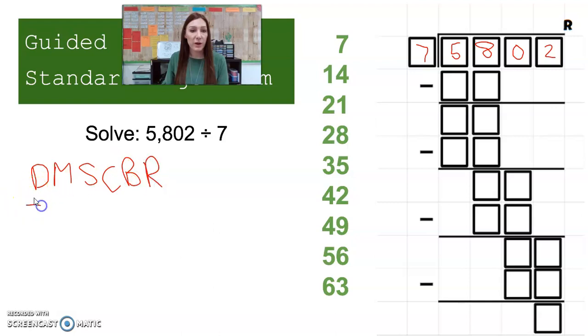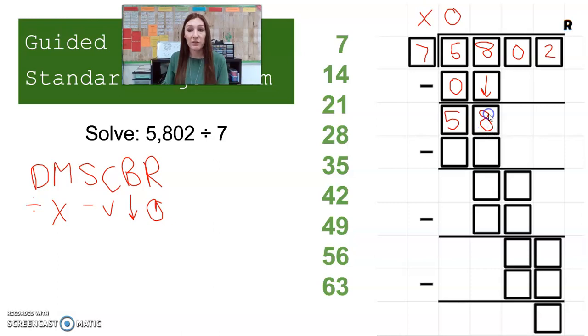So I'm going to divide, multiply, subtract, check, bring down, and repeat. I'm going to start with dividing. How many times can 7 divide into 5? Well, if I look at my multiples of 7, everything is bigger than 5, so I cannot divide 7 into 5. Then I'm going to multiply. 7 times 0 is 0. Then I'm going to subtract. 5 minus 0 is 5. Then I'm going to check, is this remainder smaller than my divisor? It is, so I can go ahead and bring down the next digit in my dividend, which is 8.